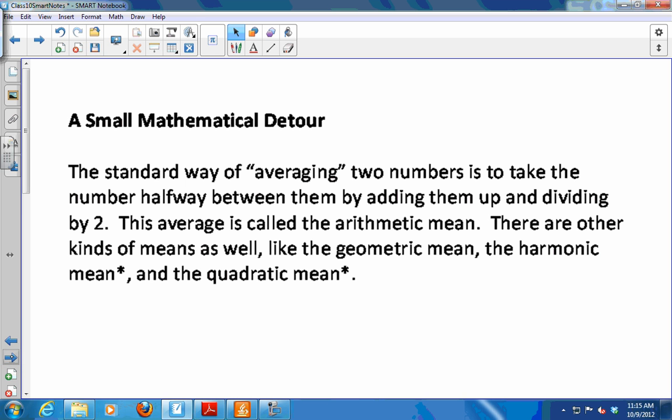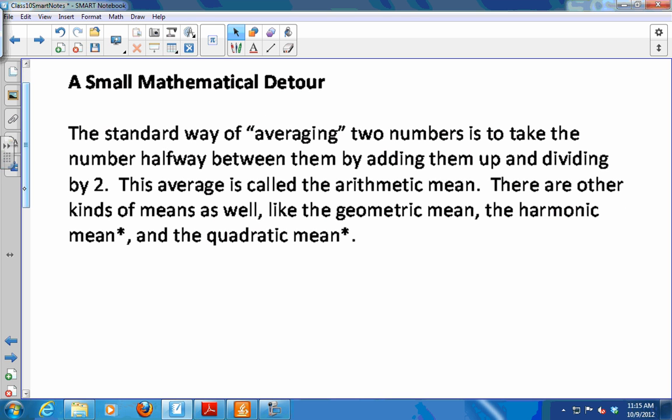So we're going to learn today about the Huntington-Hill method. But in order to carry out the method, we have to take a small mathematical detour, a little calculation that you've probably never seen before.